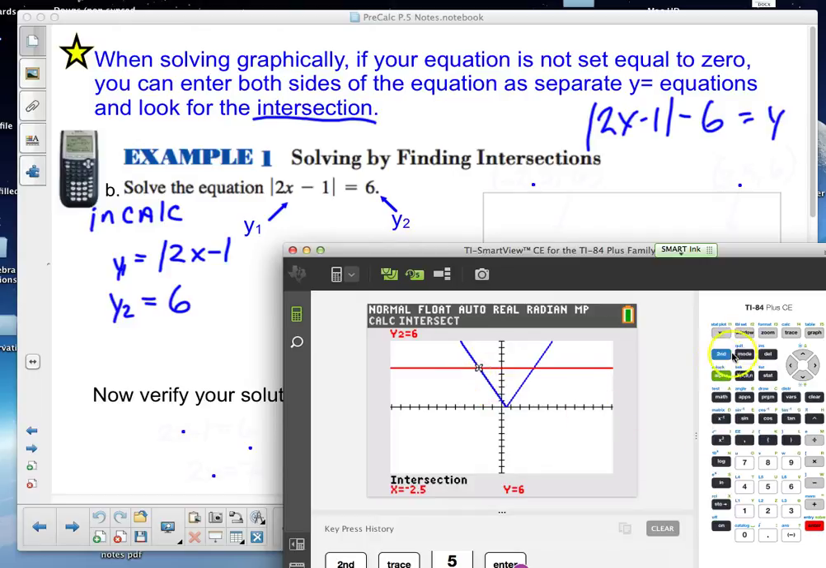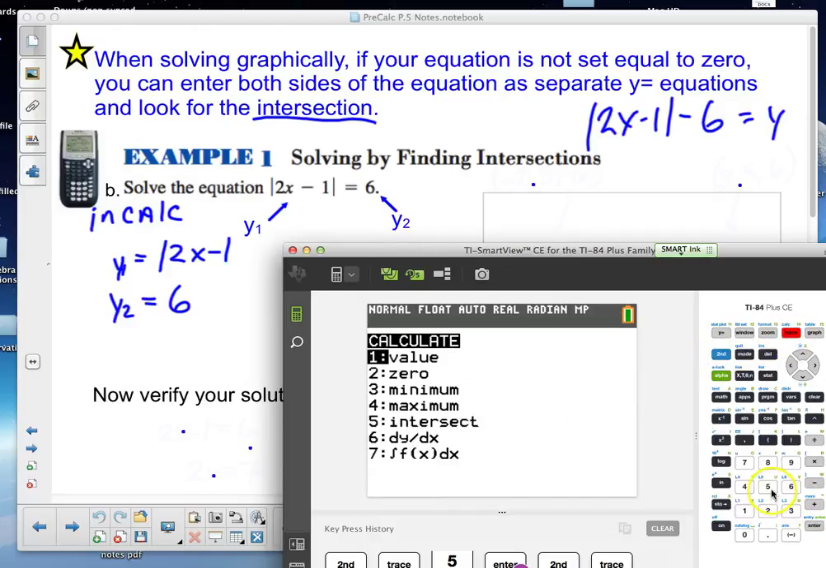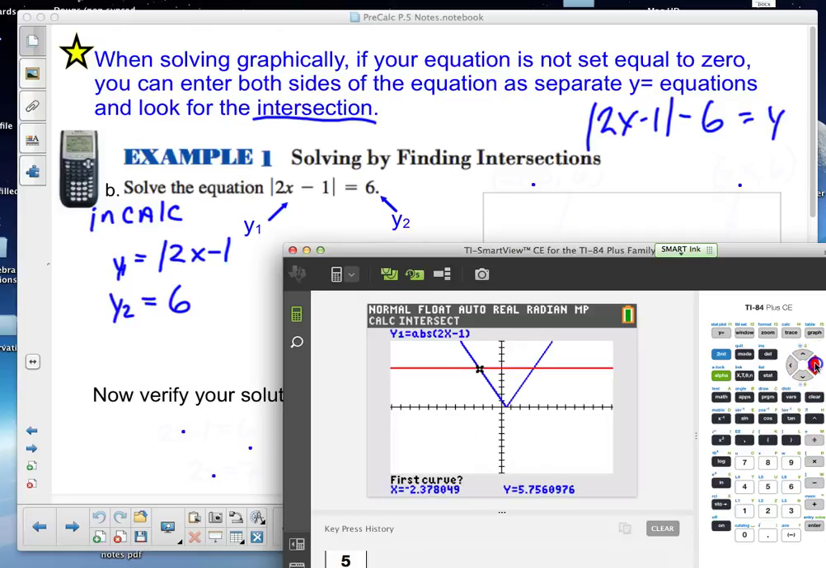Okay, now let's find the other one, second trace 5, because that's what I'm doing. I'm looking for the intersect. And I'm going to jump functions because it's going to be easier to go straight.